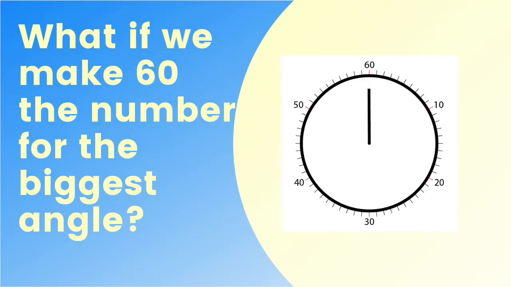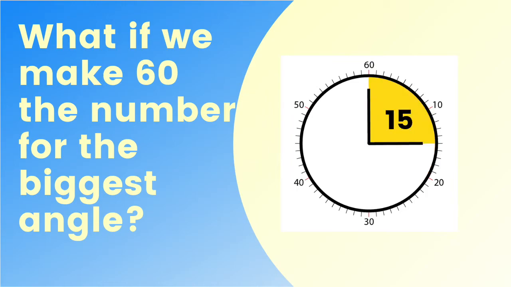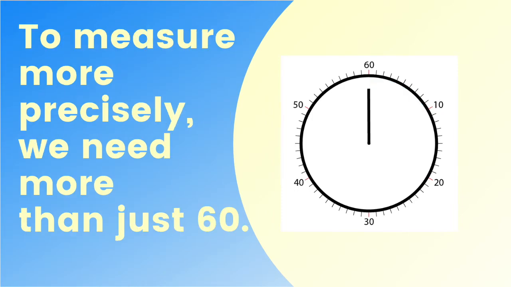Okay, how about 60, like minutes in an hour? Now half the circle is 30, 1/3 is 20, 1/4 is 15, 1/5 is 12, and 1/6 is 10. That's good, but these marks are still pretty far apart. What if we want to be more precise? To measure more precisely, we need more than just 60.